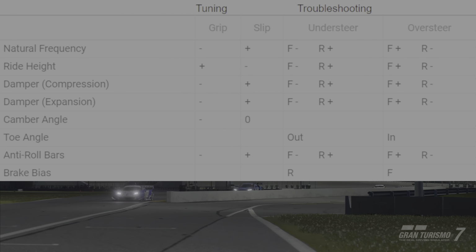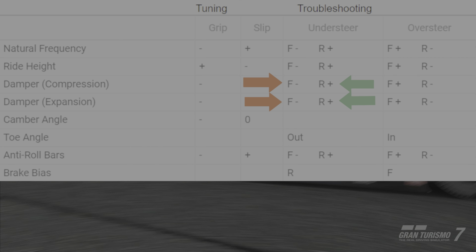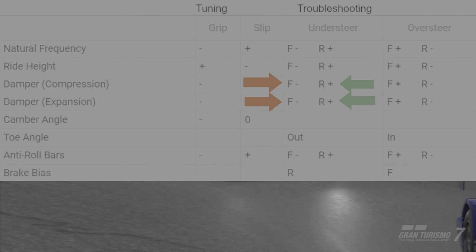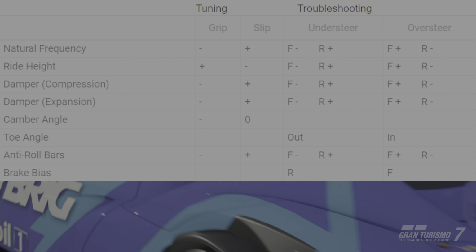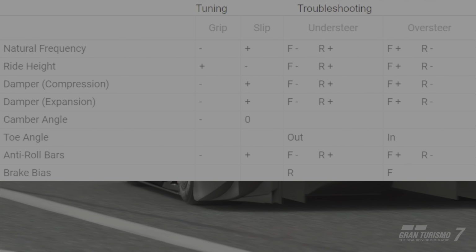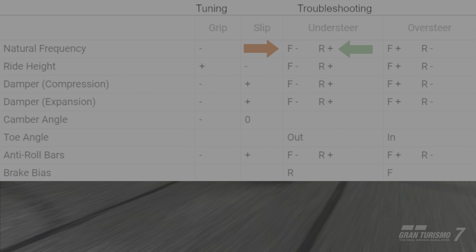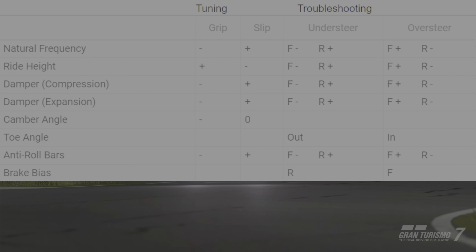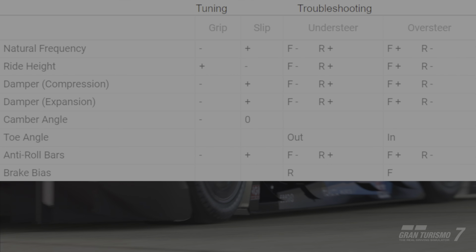Camber angle won't be adjusted when troubleshooting. Damper ratios. Softer in the front, stiffer in the rear. Ride height. Lower in the front, higher in the rear. Natural frequency. Softer in the front, stiffer in the rear. Any of these can help with too much understeer.